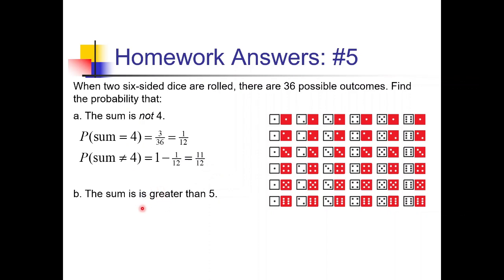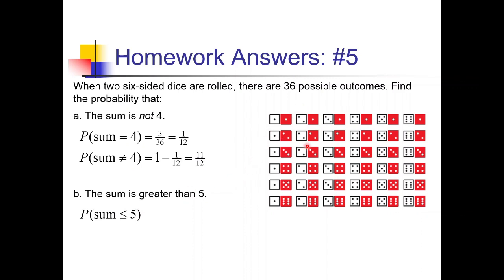Now we're going to do another question asking about the sum. So the sum is greater than 5. So there's a lot of possibilities where we have greater than 5. Here's the diagonal right here where we have a sum of 5. So everything past that is going to be greater than 5. It might be a little faster just to figure out the things that are not greater than 5, namely the sums that are less than or equal to 5.